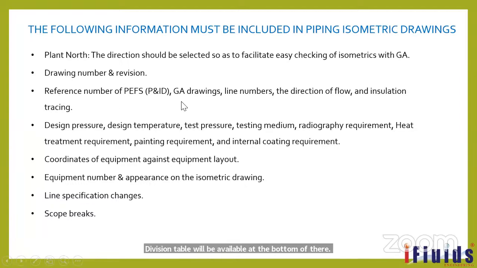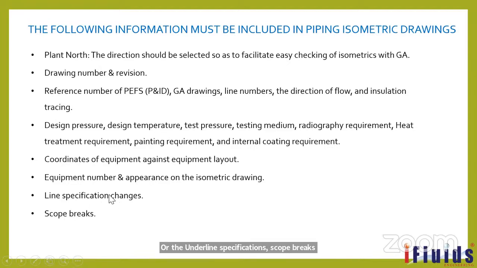Reference number. In each and every isometric, we will give the P&ID number, and if required the GA drawing number also we will give. If any equipment is involved in that isometric, we will give the general arrangement drawing number also. And then design pressure, design temperature, test pressure, everything will be available at the bottom of the isometric drawing. Coordinates, equipment number, and then line specifications, scope breaks, everything will be available.